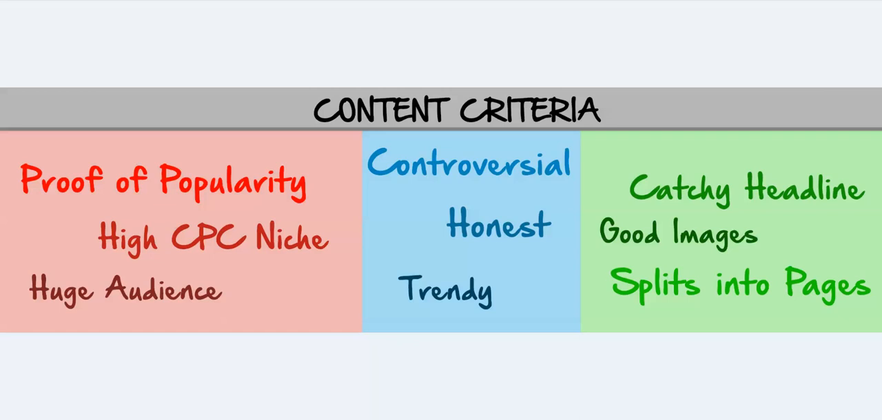Now this is the content itself. That's the foundation of the content, that it's a popular topic, it's a high paying topic, and it's got a huge audience to reach. Now we need to start looking at specifics. So the content we're looking for itself, it needs to be controversial. Why? Because controversy is amazing.